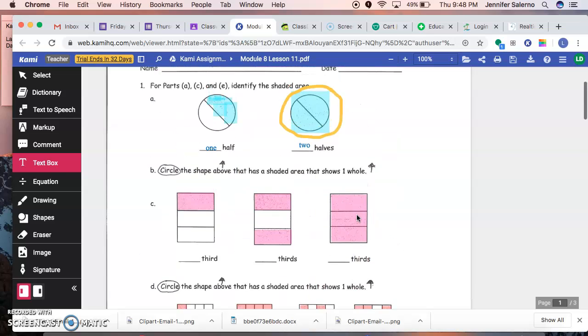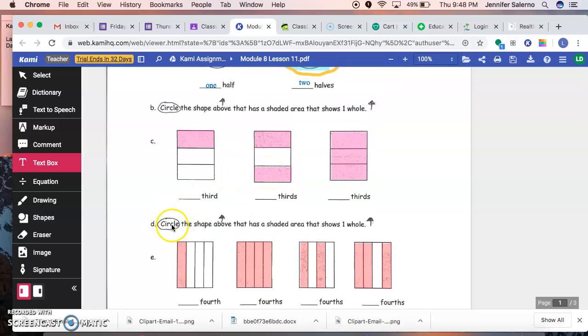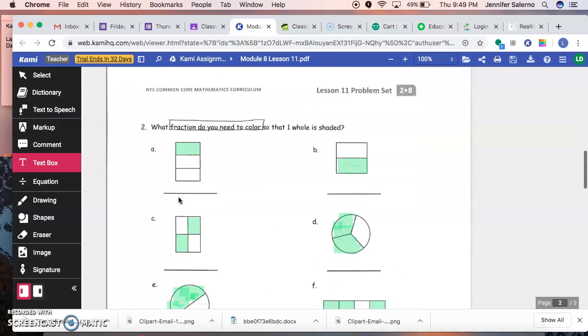All right, so you're going to use this as your model, and do not forget that you have to do the circling part as well when you're done. Remember, you are writing down how many parts are shaded, okay? All right, now moving on to the next page.